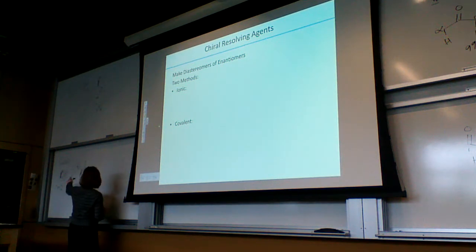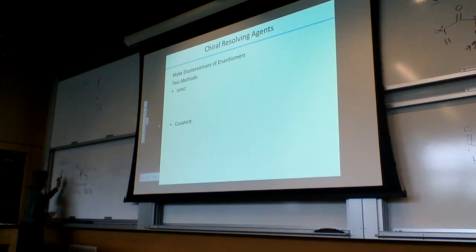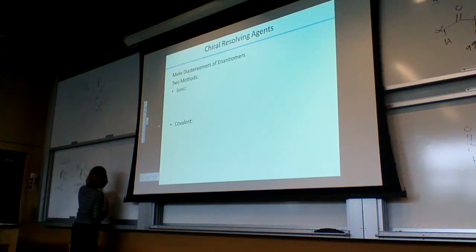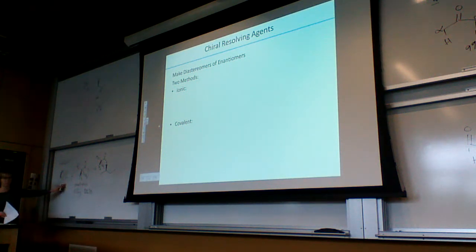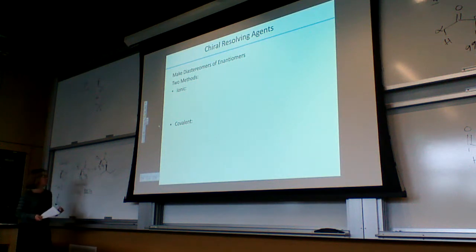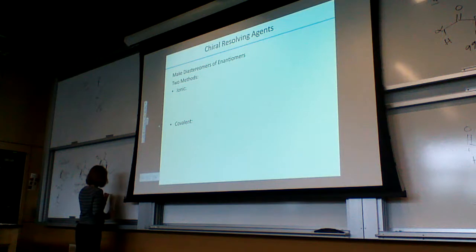Those two react together to form an ester bond. And you're going to have an ester with the carbonyl off of the oxygen, and the stereocenters all stay the same. But remember, my original sample is not 100% ee, so it's going to have a little bit of the other enantiomer in it, the unknown amount, and that's going to form another ester.